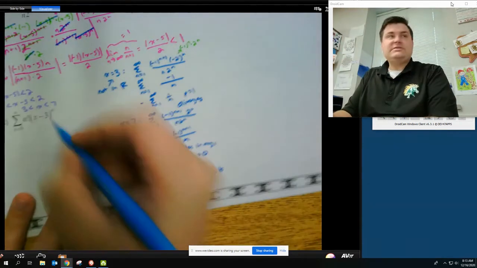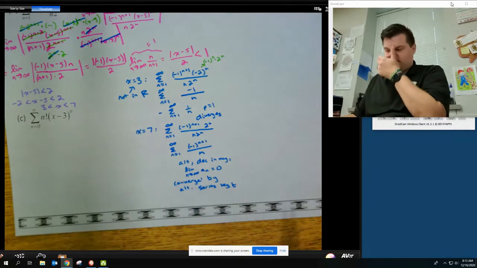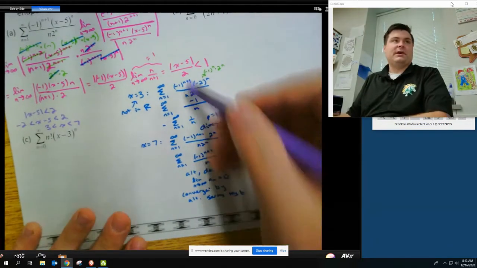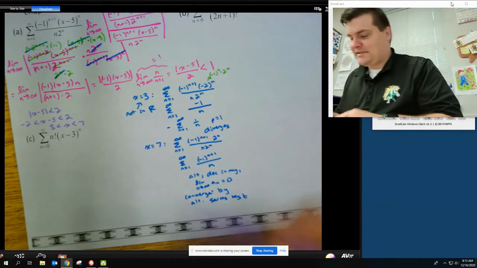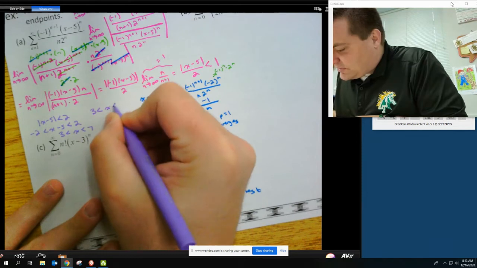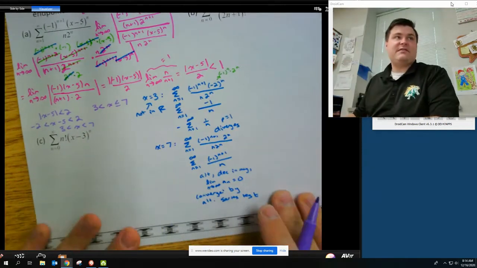So I need to include the 7 in my ratio. So final answer here. We did all this blue work really just for this little part right here. This is my final answer: 3 is less than x, which is less than or equal to 7, because we can equal 7. That's allowed.